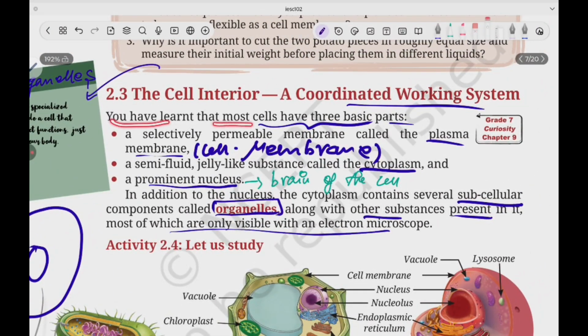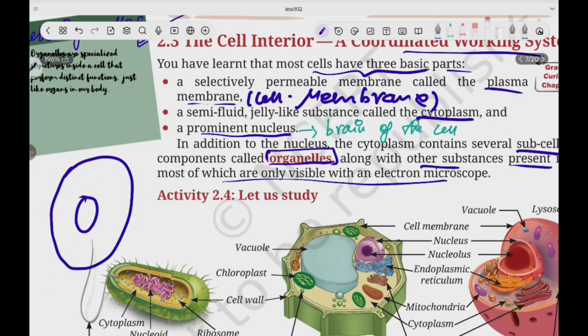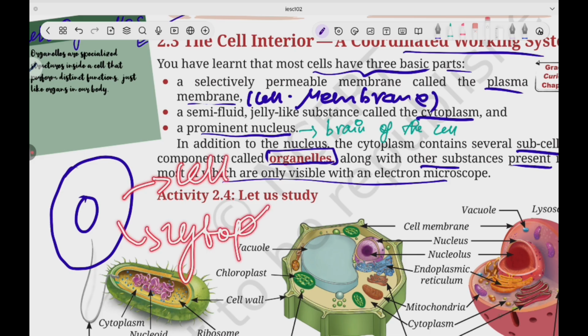You have learned that most cells have three basic parts. What are these three basic parts? Number one is the cell membrane, the next is the cytoplasm, then the next is the nucleus.